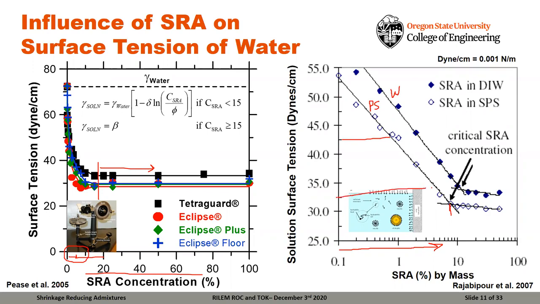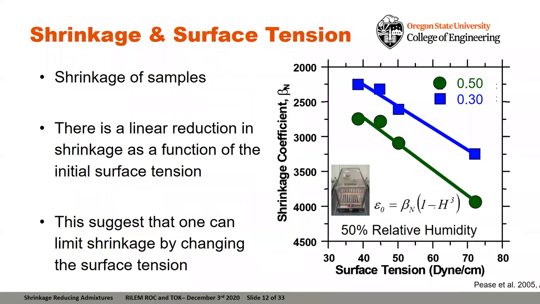By the time we've added 5 or 6% SRA by mass of the solution, we've dropped the surface tension to about half of the surface tension of water. Now, if we start to look at what that means in terms of the free shrinkage of the overall system, what we've done here is we've essentially measured the shrinkage with different amounts of SRA in the pore solution, and this is just the surface tension with the SRA in the original solution.